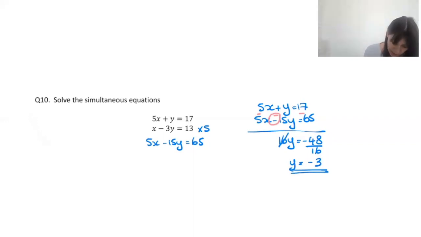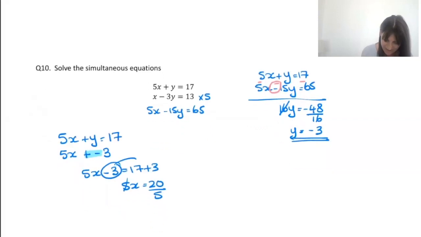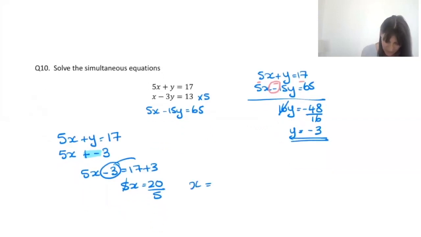Now I'm going to use the top one, 5x plus y equals 17, just because it's positive. So I've got 5x plus my y, which is minus 3. And obviously I've got that plus and minus thing happening. We know that's going to make a negative. So I've got 5x minus 3 equaling 17. Add the 3, and I've got 5x equaling 20. Divide through by the 5, and you've got x is equal to 4. Okay, all right, hopefully that went well.